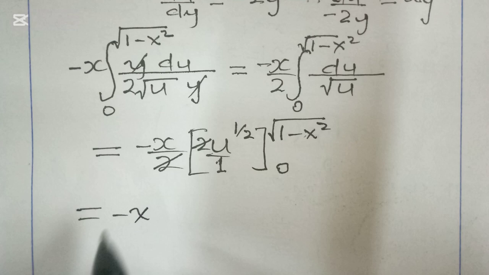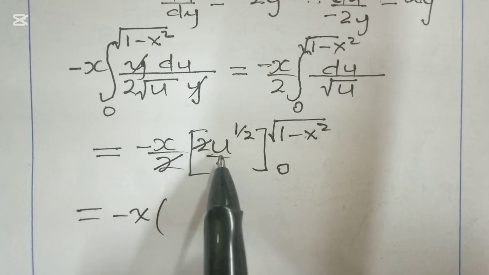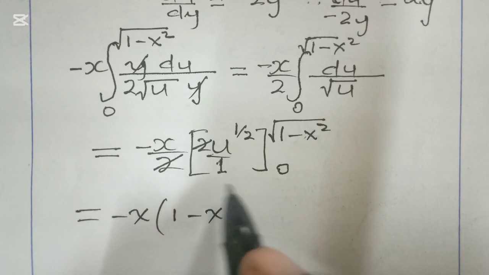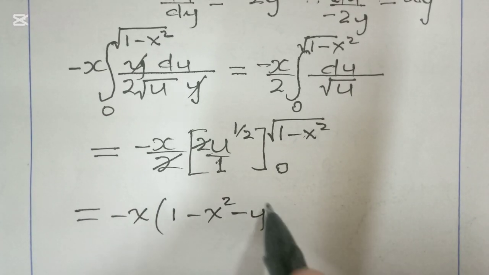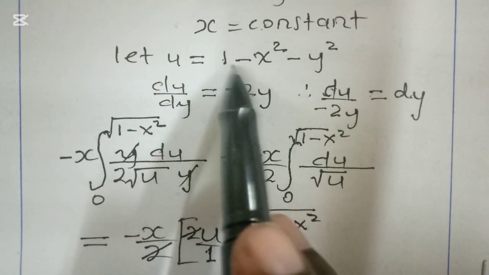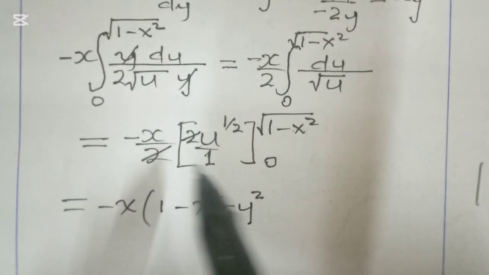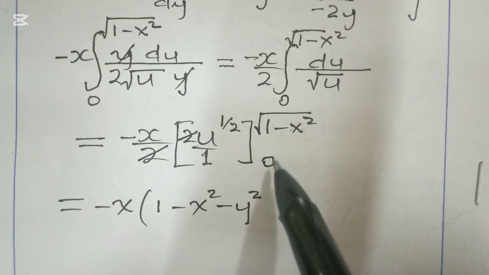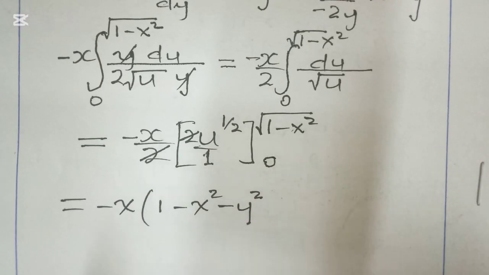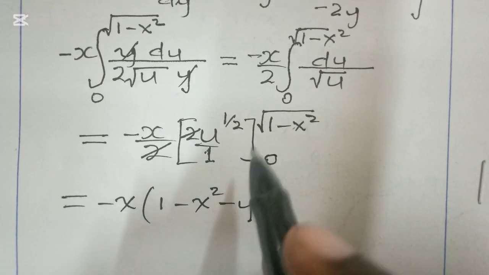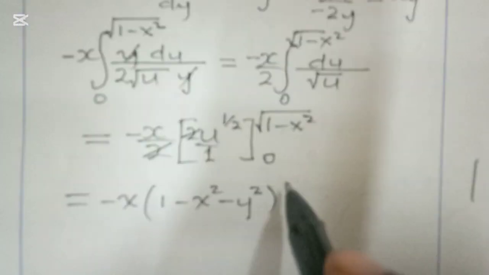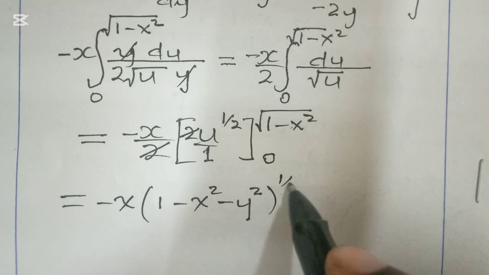And so the 2 can cancel, and then we are left with negative x. Then guys, we can now replace for u, which is 1 minus x squared minus y squared. We got it from here guys, we had replaced that with u, and so we return it because our limits are supposed to be with x. And so guys, we now come and write that, we raise that with a half, like that.